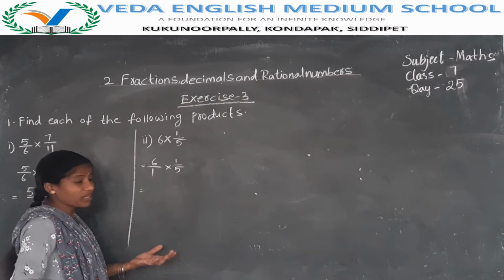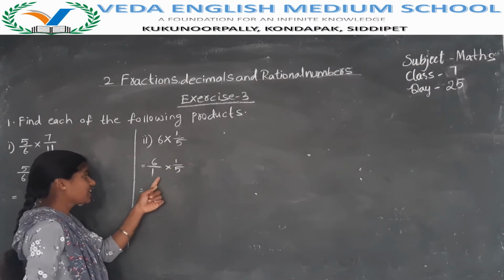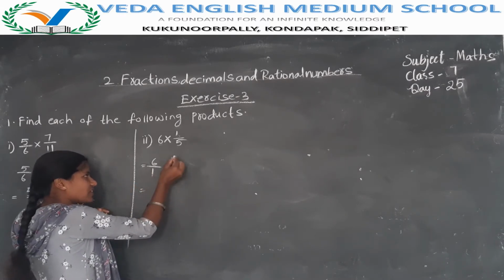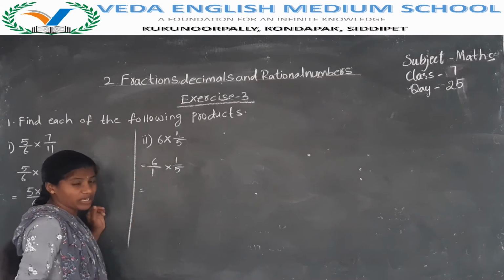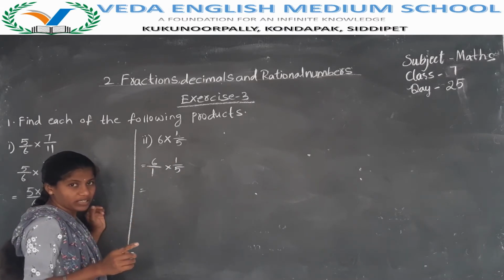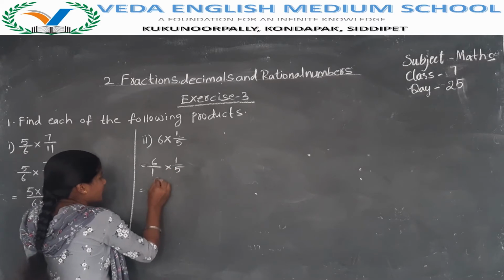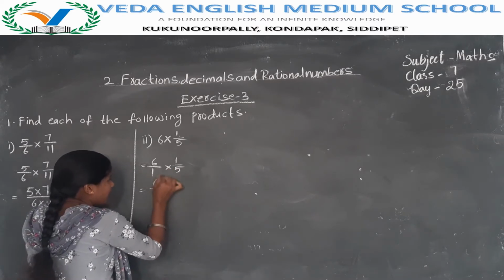If you take the 1 table again, you will get 1 one is 1. If you get 1 and 1, then there is no need to cut. So multiply the numerators: 6 into 1 by 1 into 5.